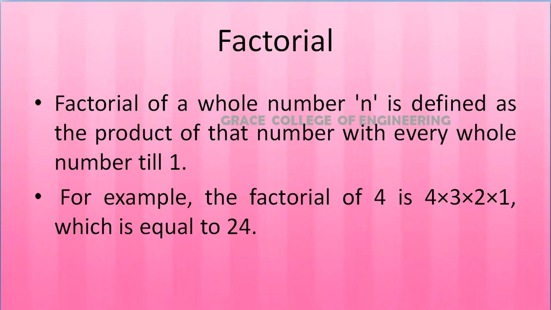What is factorial? Factorial of a whole number n is defined as the product of that number with every whole number till 1. For example, factorial of 4 is 4 into 3 into 2 into 1, which is equal to 24.